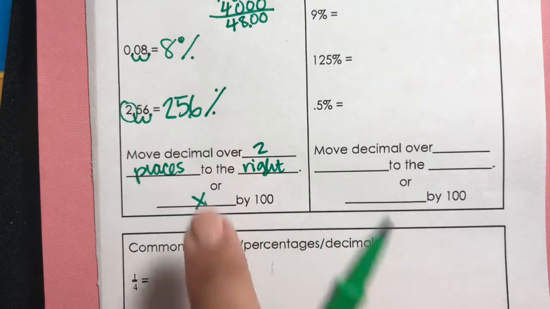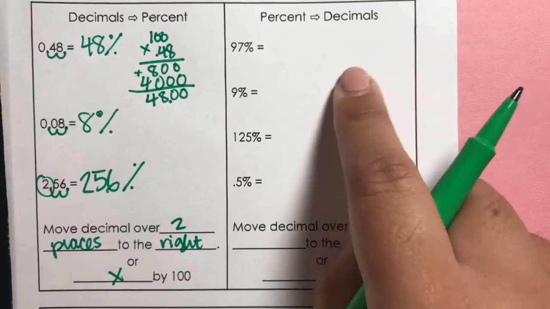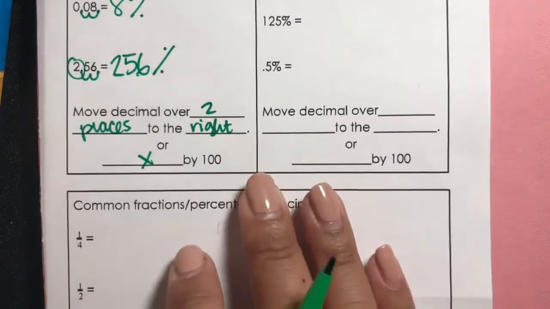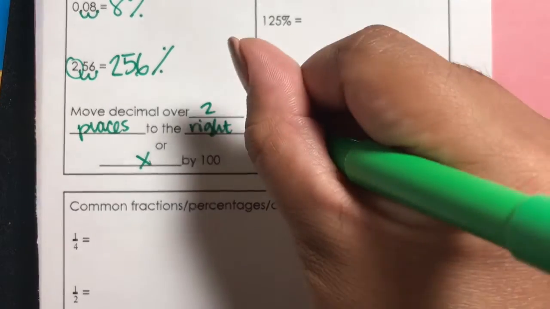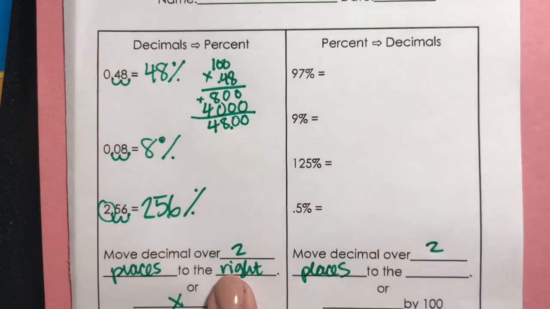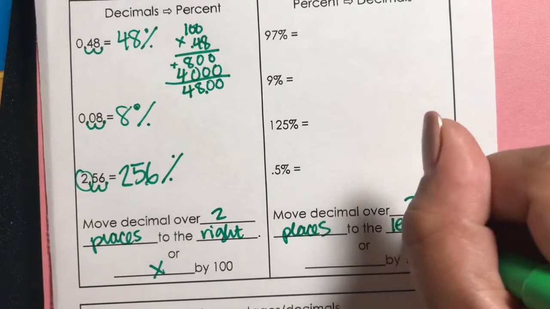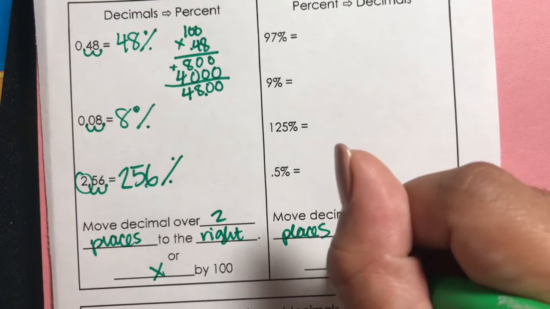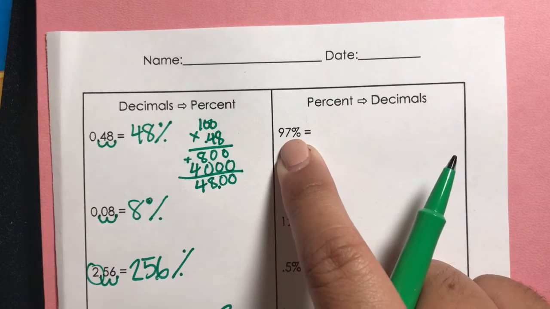but you can have percentages that are more than 100%. Okay, now for percents to decimals, it's almost the same thing as decimals to percent, but with percent to decimals, you need to move the decimal over 2 places. If decimals to percent means you move it to the right, percent to decimal means you just move it to the left. It's the opposite, which is the same thing as dividing by 100.